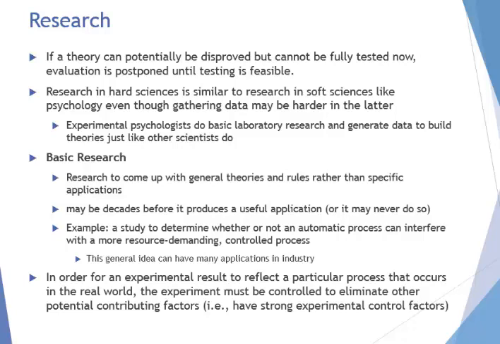Research in hard sciences like biology, physics, things like that is similar to the research in soft science, even though gathering data might be a lot harder in the soft science. Psychology is considered a soft science because things can't be proven so easily. The fact that people become a little bit more depressed or a little more angry or a little more withdrawn based on various factors that happen in their life, it's not as easy to measure those things.